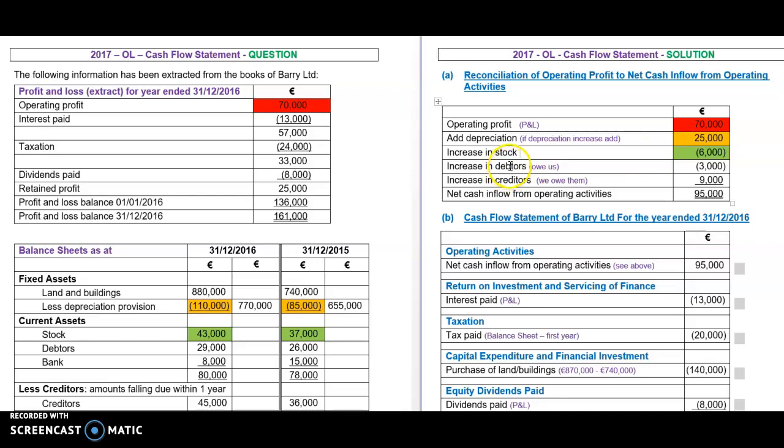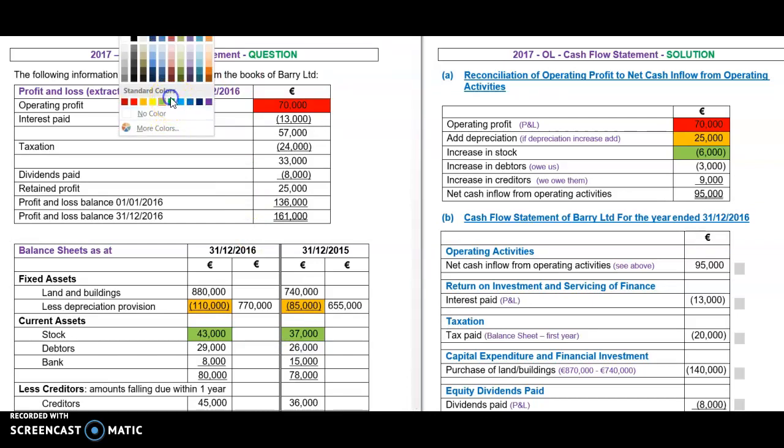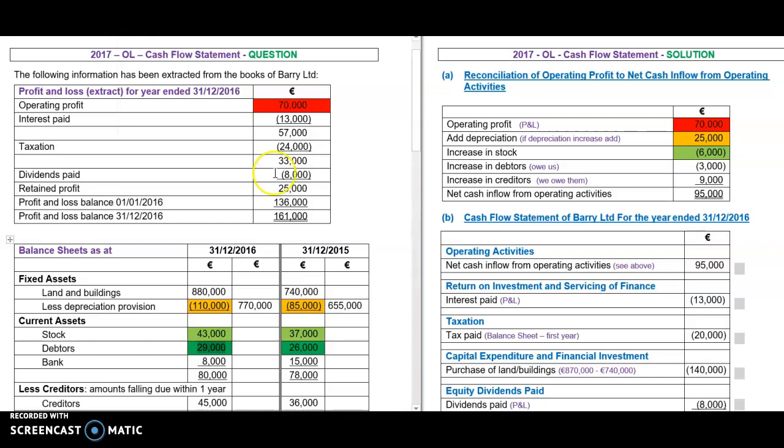Our next entry is debtors. So we go to our balance sheet, current assets. In 2015, debtors were €26,000. And in 2016 there were €29,000. So again, you can see debtors have increased from 26 to €29,000. Debtors are obviously people who owe us money, so if debtors increase, it's a minus figure.